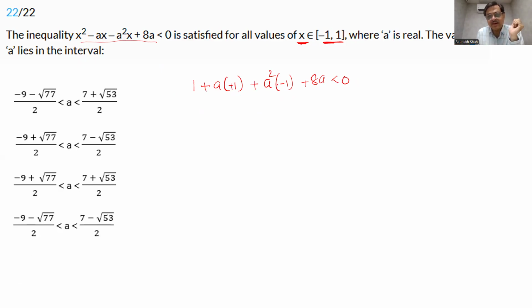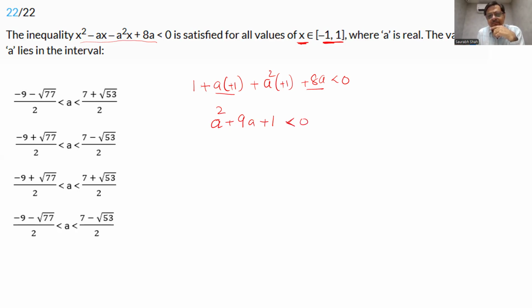Minus, minus, plus, minus, minus, plus. And what do we have? A, 8a, 9a. A square plus 9a. Oh, this is an a, not an a square. This is not 9. It's simply an a. So a square plus 9a plus 1 is less than 0.